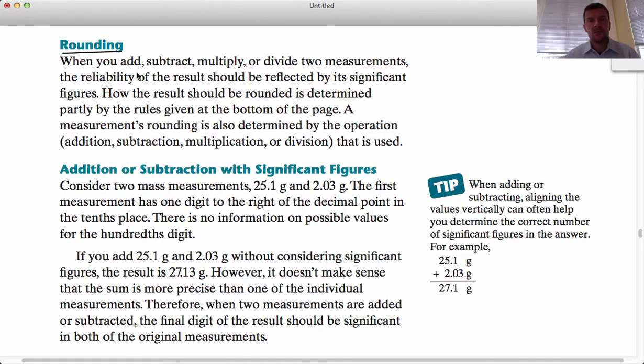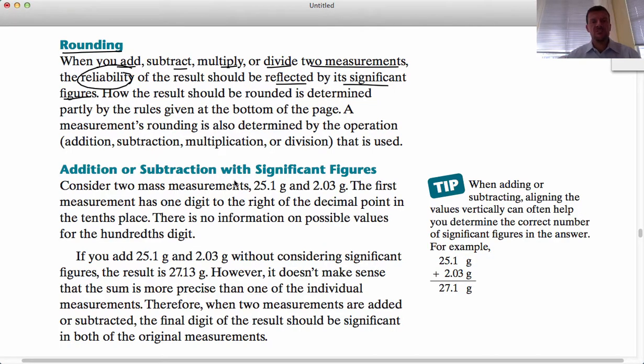When we round, we want to be able to round up or down, or round off, in order to have the correct number of sig figs. So anytime we add, subtract, multiply, or divide 2 measurements, the reliability of the result should be reflected by its significant figures. Here's what I mean by that. If you have 2 measurements and one measurement was more precise than the other, if you then add, multiply, divide, or subtract those 2 measurements, your result cannot be more precise than the least precise instrument that was used in any of the measurements.